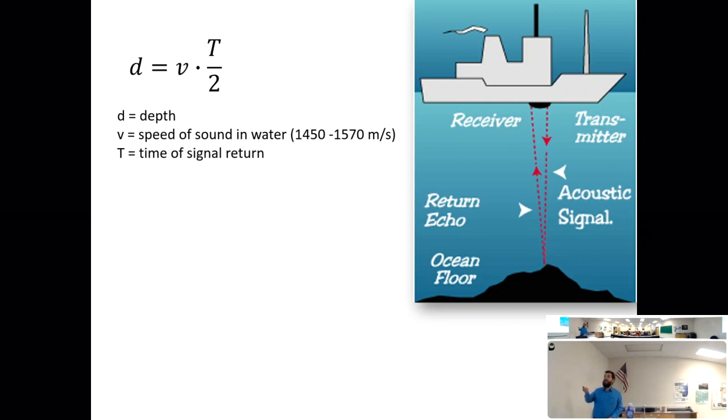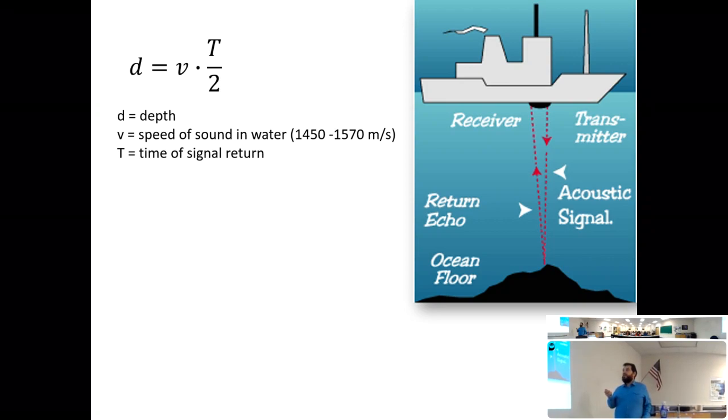So we're actually going to divide the time, T for time, by two, because you only want to count the first journey. You don't want to count the whole thing, because it goes down and back up. Then we multiply the time divided by 2 by the velocity of sound in the ocean water, and that's going to give us a depth, okay? So it's just velocity, the speed, times time divided by 2.